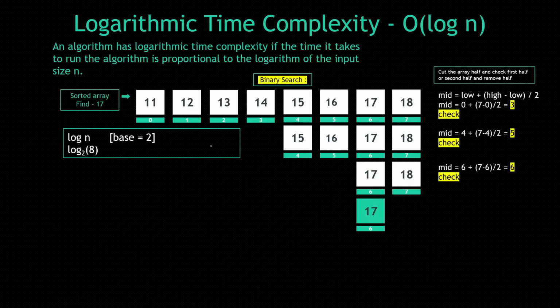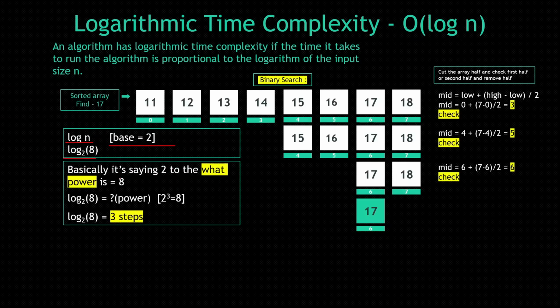The complexity of this algorithm is O(log n). We know the base is 2, so log base 2 of 8, where 8 is the number of inputs, n equals 8. With this time complexity analysis, we can say how many steps we require to find any item in the worst case. Basically, it's asking 2 to the what power is 8. We know 2 to the power 3 equals 8. So log base 2 of 8 equals 3 steps.